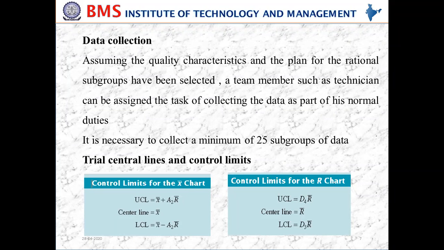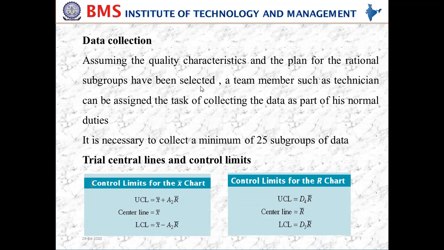And the plan for the rational subgroups has been selected, meaning how many items you have to select in a particular subgroup. Is it 4 items, or 5 items, or 6 items? The plan for the rational subgroups also has to be selected. Then a team member, such as an operator or a technician, can be assigned the task of collecting the data as part of his normal duty.